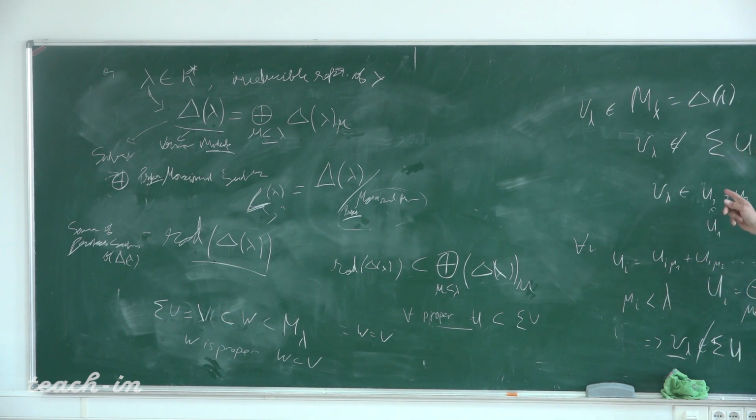And how do we do that? Every element in here is a linear combination of weight vectors with weights strictly less than lambda. So you never get V lambda. That's how we did it. Okay, thank you.